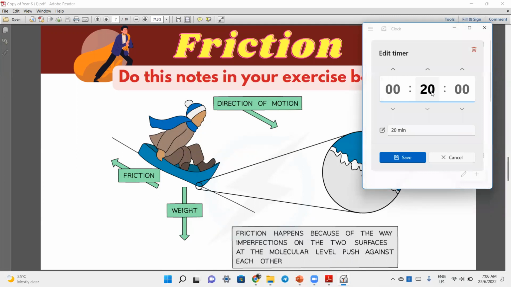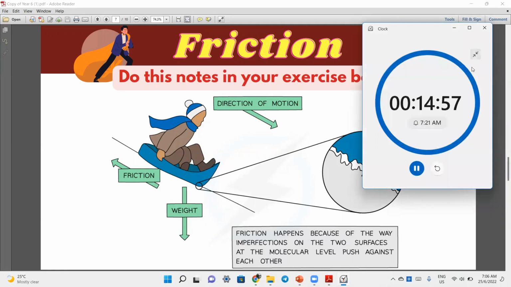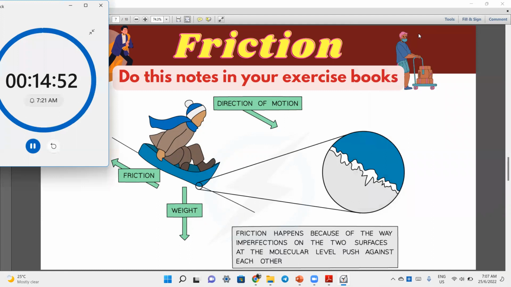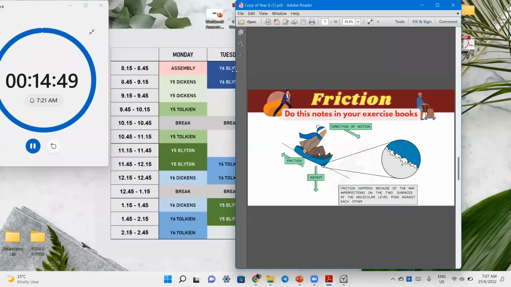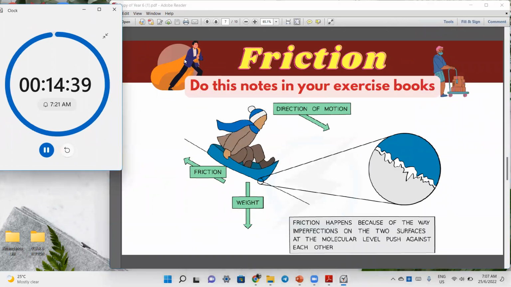Okay, let me just change this. Okay, here you go. This is a timer for 15 minutes. Wait, let me just adjust my screen properly. Okay, nice. All right, class, please do these notes in your exercise book right now. Teachers, can you please help me by making sure they do this in the exercise books?